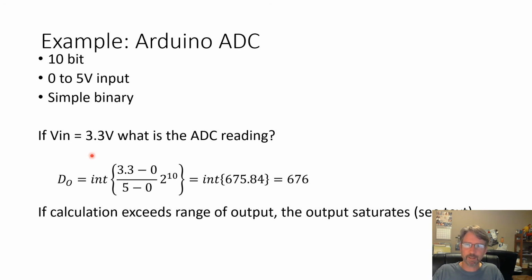Okay, here's what I got. We put 3.3 in for Vin, VRU, VRL, and N. So the number is 675.84, and we round that off to 676. So if you actually program an Arduino, this is the number you get out of its analog to digital converter, and you have to convert it to volts yourself. In LabVIEW, they take care of that for you because they know the specifications.